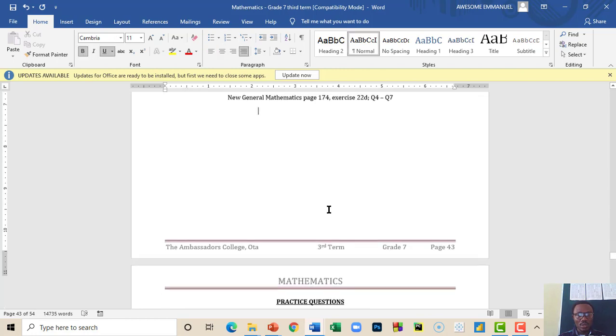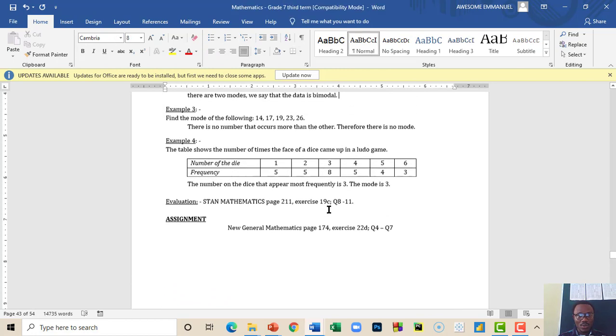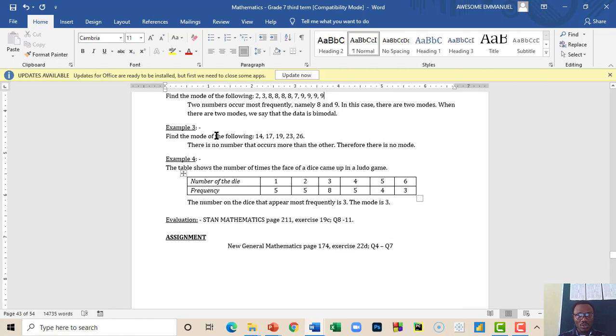Now the next one is actually this number 2, example 3 under mode. So find the mode of this: 14, 7, 19, 14, 17, 19, 23, and 26. Now there is no number that occurs more than the others, therefore there is no mode. Don't put the mode as 0, because 0 is also a value. So in this kind of question, you write a statement as your answer: there is no mode. Don't write 0 as the mode.